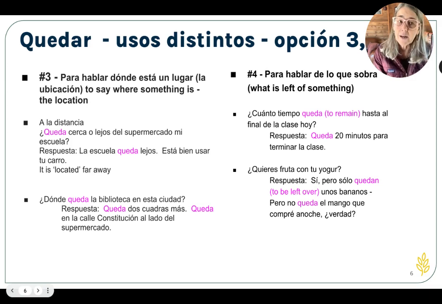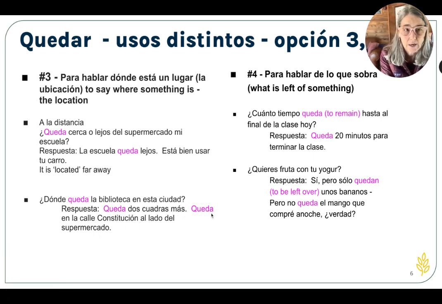So you might say, why can't I use the verb estar? You can, está lejos, but it's also common to use the verb quedar, to locate something. So where is such and such place? Oh, it's located between these two buildings. So it is located far, near, etc. So ¿dónde queda la biblioteca en la ciudad? Queda 2 cuadras más. It is located 2 more blocks. Queda en la calle Constitución al lado del supermercado.